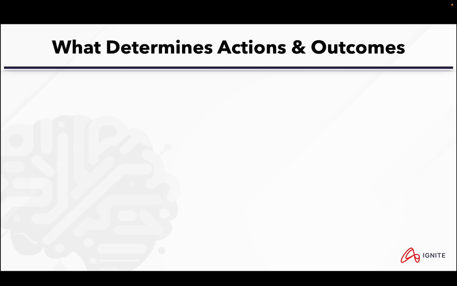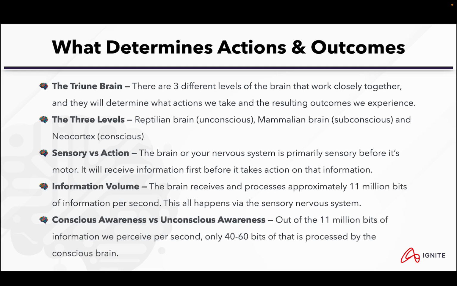We're also going to be talking about what determines actions and outcomes, which I'll go through in a lot more detail as we move into the next few modules. We're going to be focusing on a bunch of different pieces. So the first is the triune brain. The triune brain exists of 3 different levels of the brain that work very closely together, and they ultimately determine what actions we take and the resulting outcomes we experience.